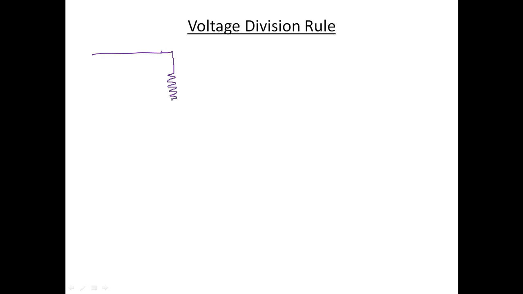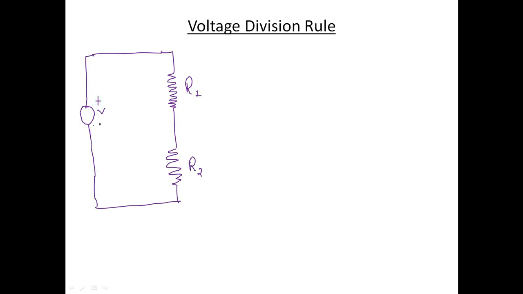This is having a resistance R1. This is having a resistance R1, and this is having a resistance R2. This circuit is connected and given a voltage source V, the voltage source is given by V, having positive and negative terminal.